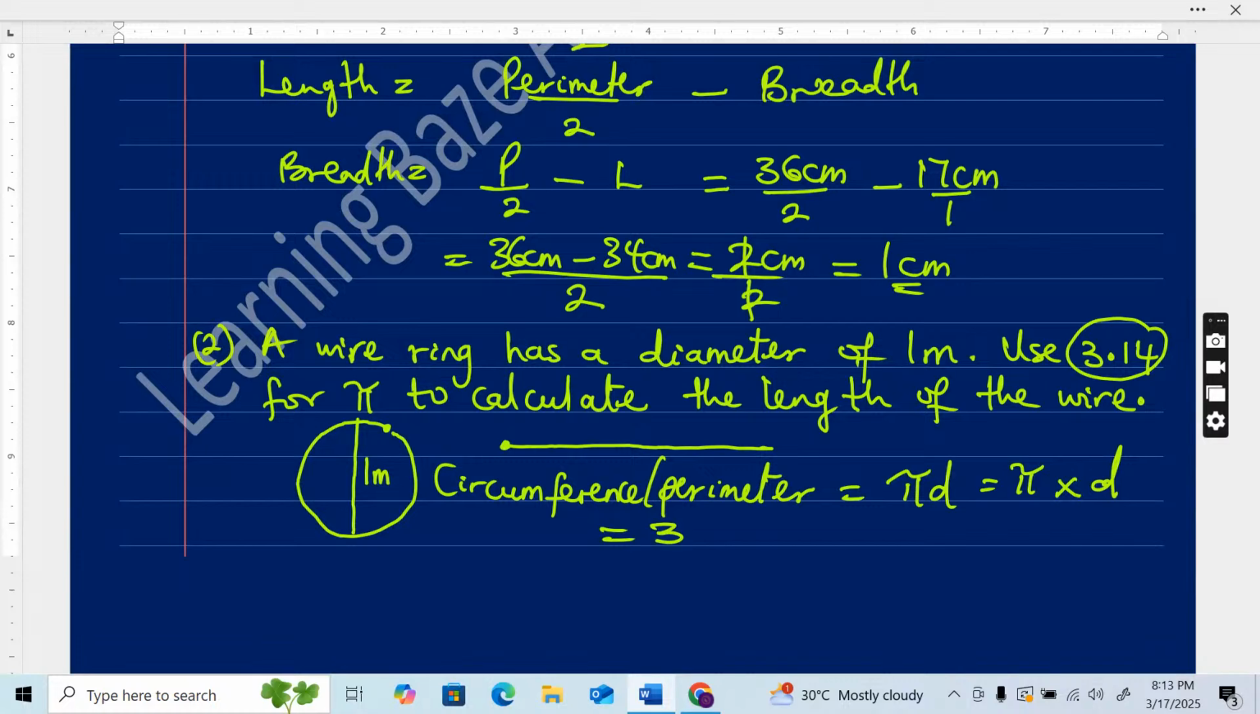So pi is 3.14 times d. D means the diameter. Now times the diameter, which is 1 meter. So 3.14 times 1 meter will still give us 3.14 meters. So that is the length of the wire. I hope you understand that.